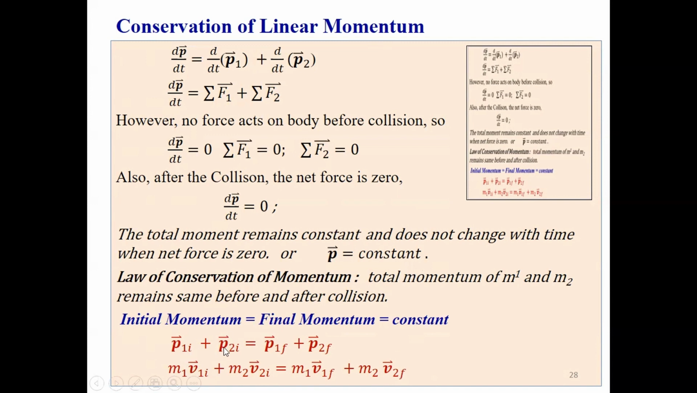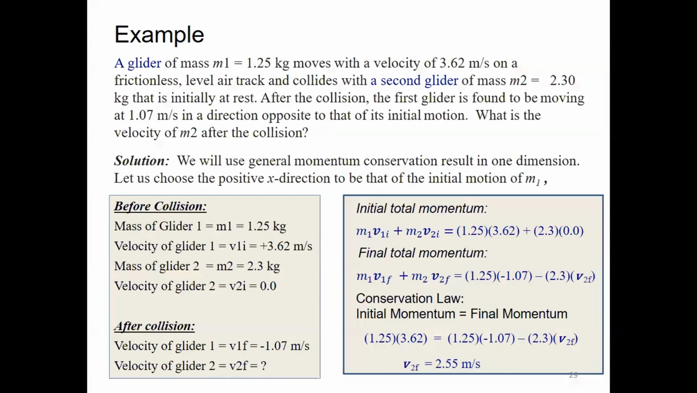P1I plus P2I is equal to P1F plus P2F. And in more detail, m1v1I plus m2v2I is equal to m1v1F plus m2v2F. This is a mathematical statement of conservation of linear momentum, which says that the linear momentum remains constant before and after collision. Let us do one example.